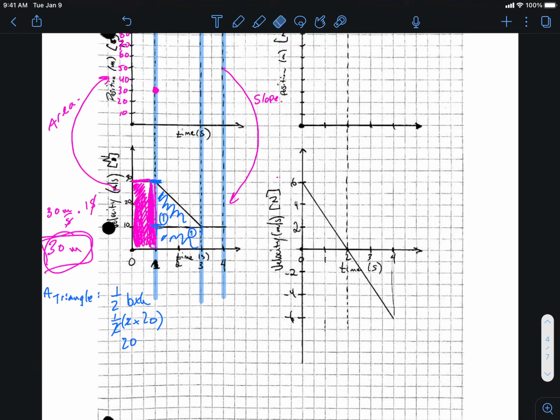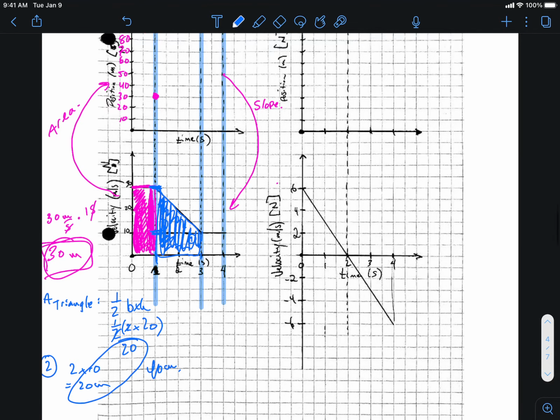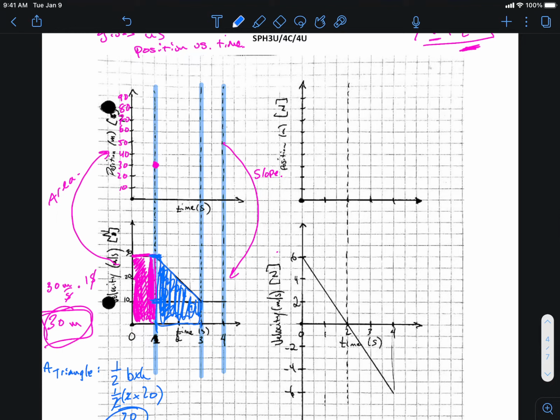But don't forget that it's the area underneath the graph that represents the position, so you've got to add in this area here. For the second area, we go from 1 second to 3 seconds, so that's 2, and its height is 10. So 2 times 10 is 20. You add these two together, and for this portion of the graph, the blue portion, the object covered 40 meters. And for position, you've got to continually add it. So 30 plus 40 goes up to 70.